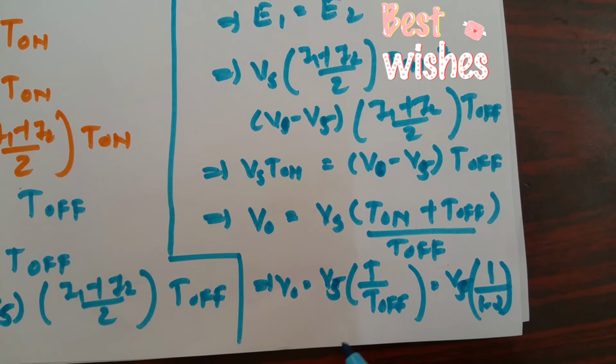Let us consider one example. If alpha is equal to 0.5, then 1 minus 0.5 is 0.5, and 1 divided by 0.5 is 2. So output voltage is equal to 2 Vs, which is greater than Vs. That's why we can say that this is a step-up chopper.